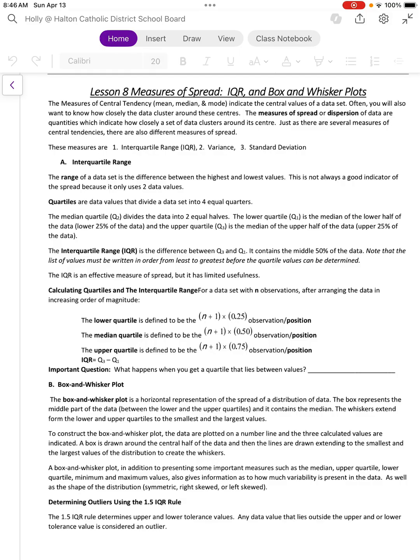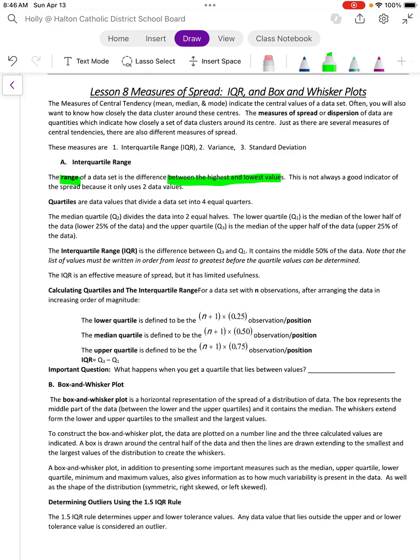Interquartile range. The range of a data set is the difference between the highest and the lowest values. You're looking at the range, the difference between the highest and the lowest values. This is not always a good indicator of spread because it only uses two values. And if you're using the difference, you might be using an outlier, which is skewing the data as it is already. So this could also not always be a good indicator, especially if you're including outliers and haven't eliminated them.